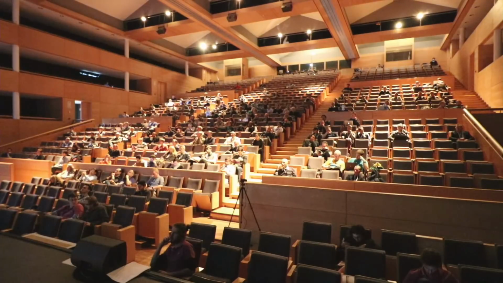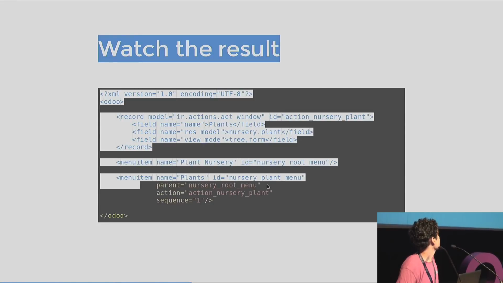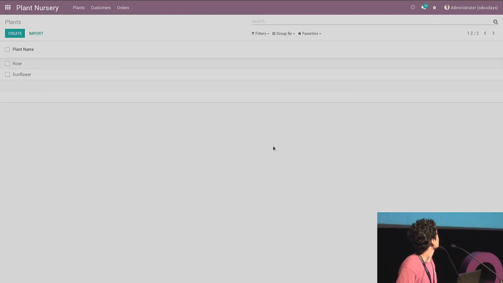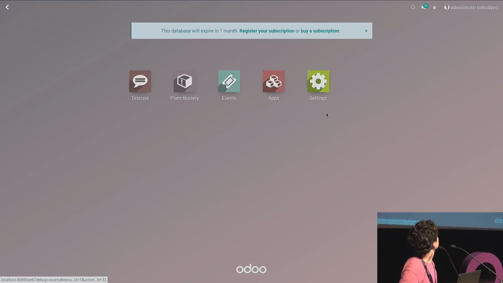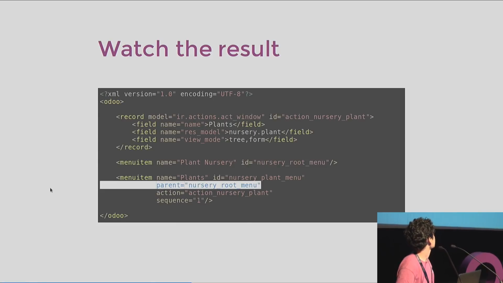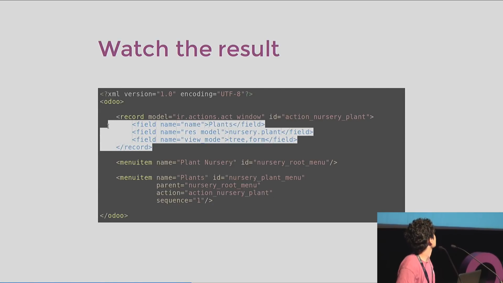For instance, here I create my root menu, and then I create a second menu, and I specify that my second menu is the child of this nursery root menu. This way, I make a direct reference, and this is how Odoo will see that inside this plant nursery module, I have my other three menu. And then I can specify an action. And here I create an action record.